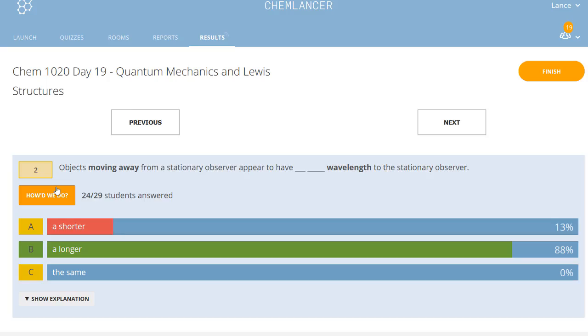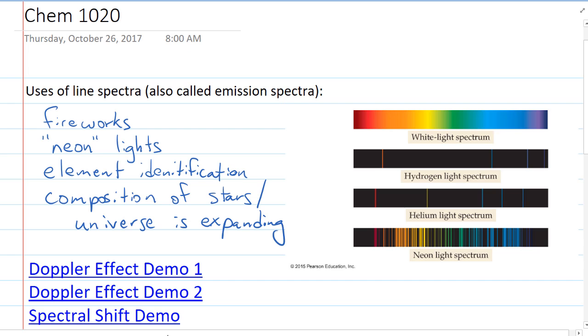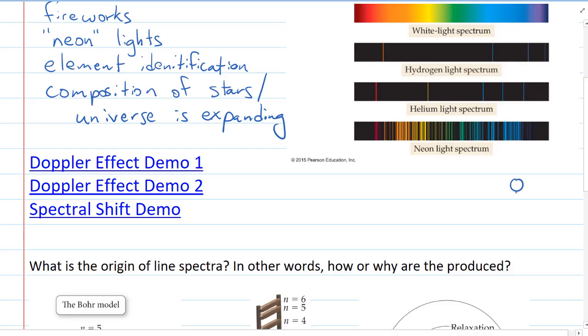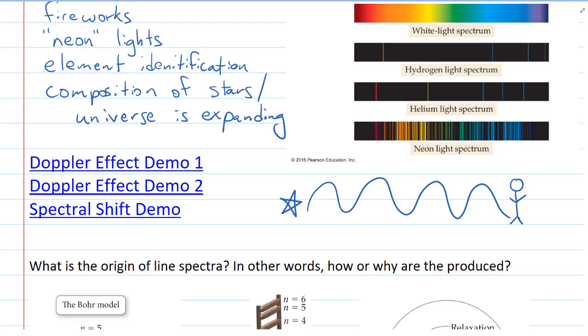And it is a longer wavelength. So again, if you want to think about this, you could scribble down a little diagram of some sort. I'm not an artist, but put in a little star. If you think about an object that's stationary, you look at the waves like this. If that star starts moving away from the stationary observer, then those wavelengths get stretched out.